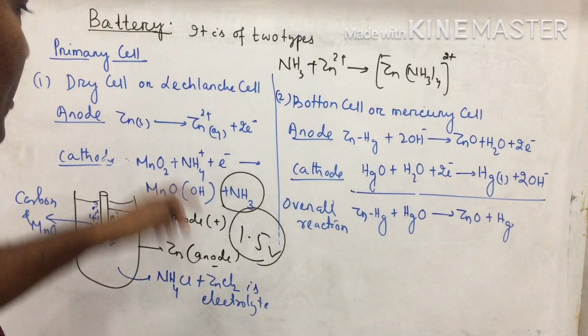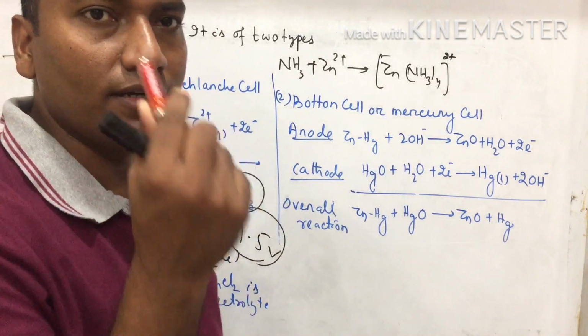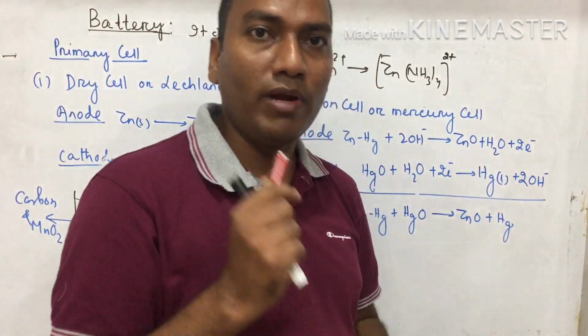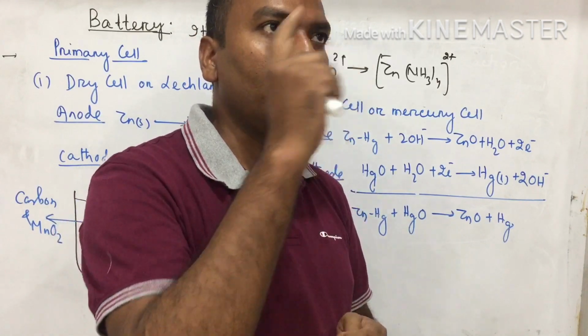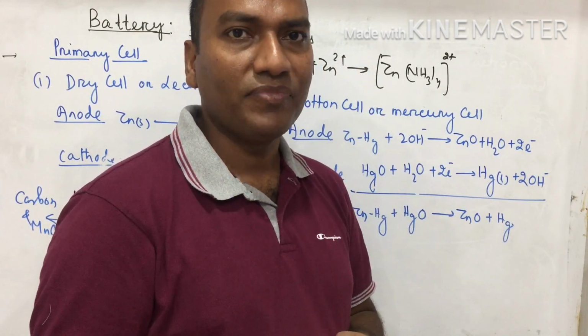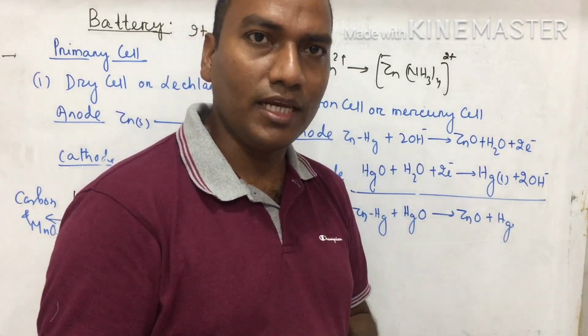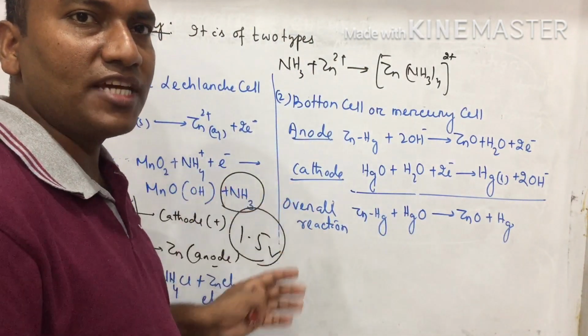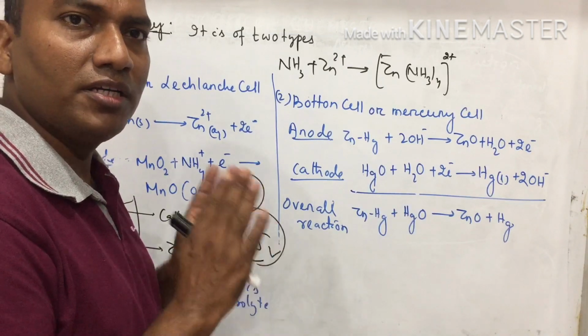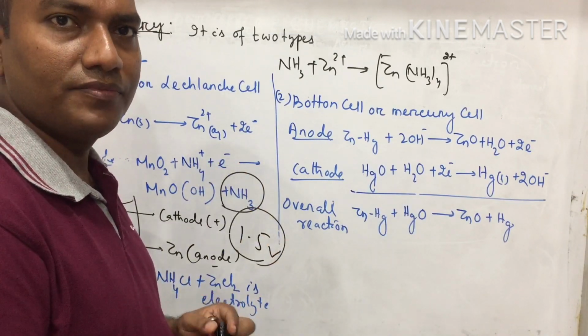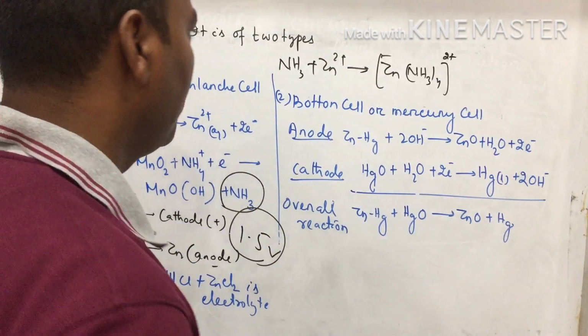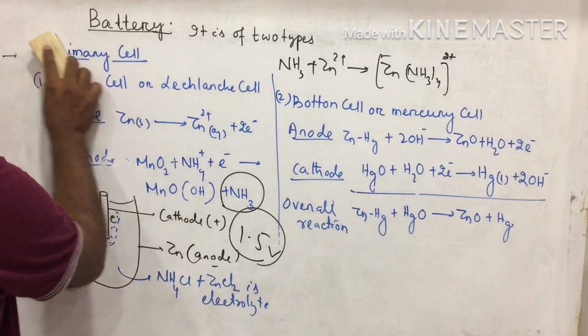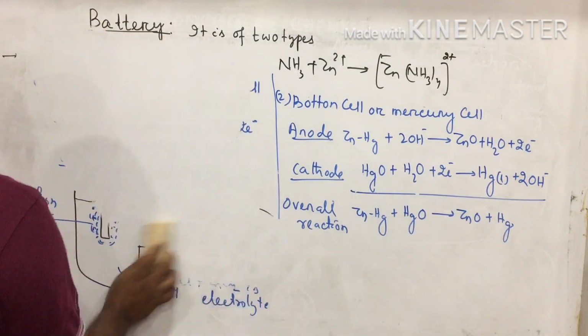But this type of cell is also used in remote batteries, then watch batteries, then torch lights. Clear now? Both are not rechargeable. Hence these are called primary cells. Clear now? Okay.